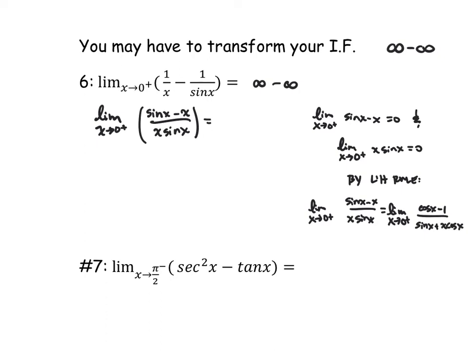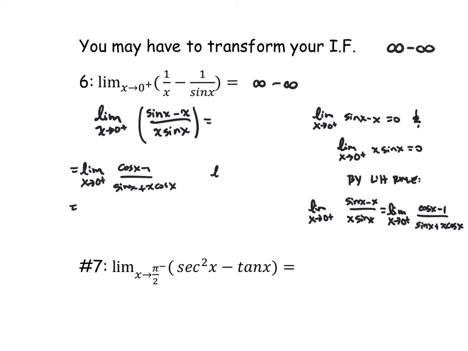Now we're going to evaluate, okay? So I'm going to use this limit as x approaches 0 from the right, cosine of x minus 1 over sine of x plus x cosine of x. We might have to do L'Hopital's rule a second time here. I'm not sure yet. And if we do, I'm going to be in trouble because I'm going to have some issues.